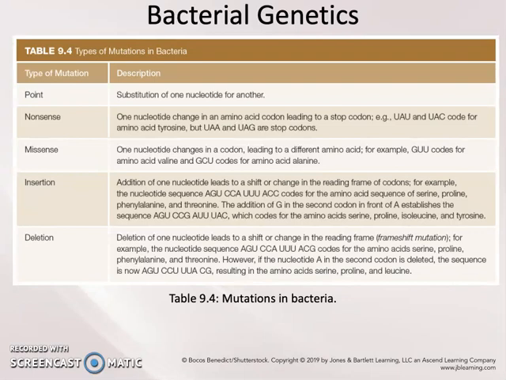In the last section of this chapter, we'll talk about the other forms of genetic recombination in bacterial cells: transduction and conjugation.